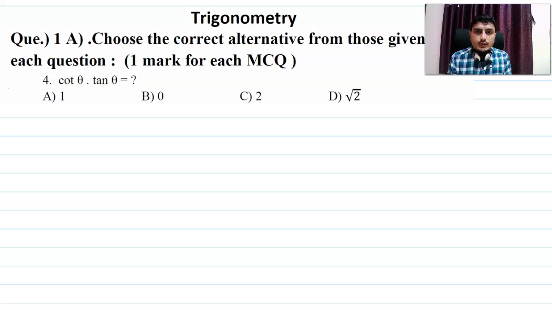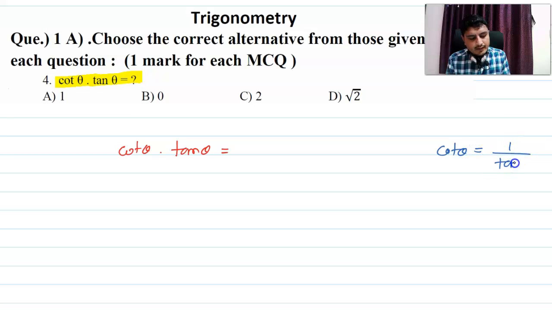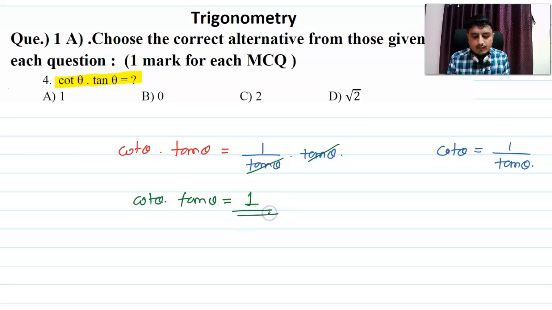Now look at the fourth MCQ, it is of the form cot of theta into tan of theta is equal to. Now we have to evaluate the value of this trigonometric expression, cot theta into tan theta. We well know cot of theta is the reciprocal of tan theta, that means we can write cot theta equals 1 upon tan theta, so cot theta into tan of theta becomes 1 upon tan theta into tan of theta. Here tan theta from numerator and denominator gets cancelled, so the value of cot of theta into tan of theta equals 1. So the correct choice code is choice code A, that is 1.